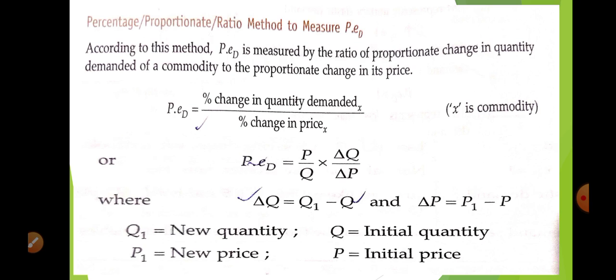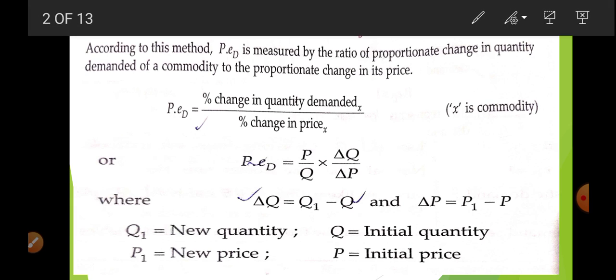Now, one year back when microeconomics was taught in class 12th, there were three methods: percentage method, expenditure method, and point elasticity method. But now there is only one method in your course to calculate price elasticity of demand, that is the percentage method. It is also known as the proportionate or ratio method.